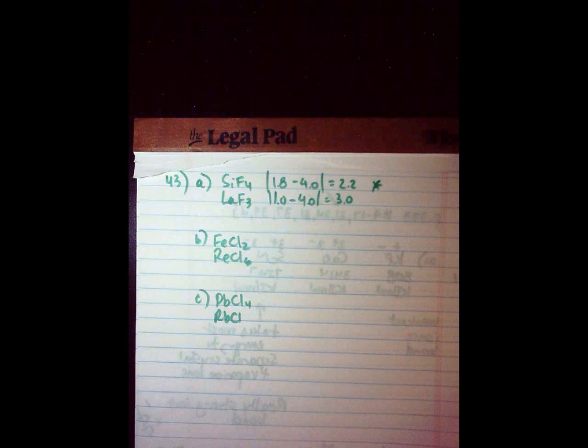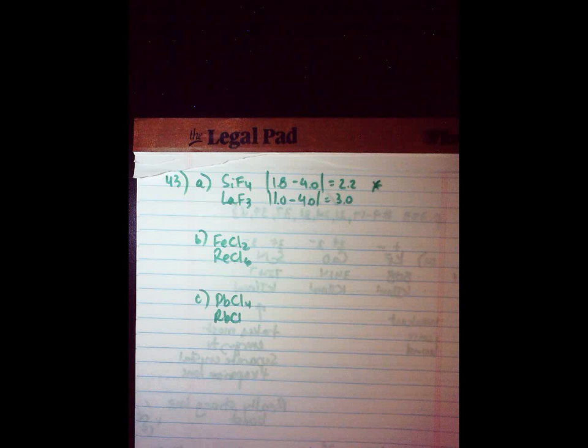They have chlorine. Let me see. 43. No, the first one is fluoride. Is there a mistake in the back of the book? 43A. Yeah, SiCl4, okay. The question in the book says SiF4. They answered it for SiCl4.